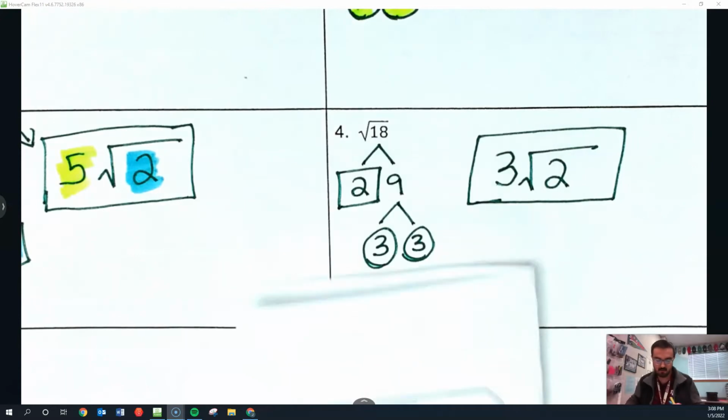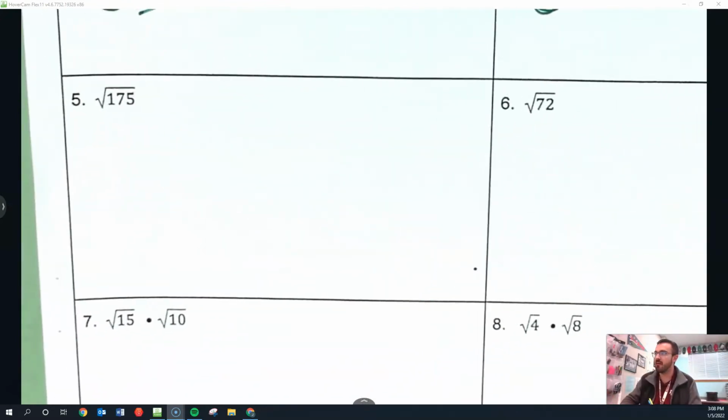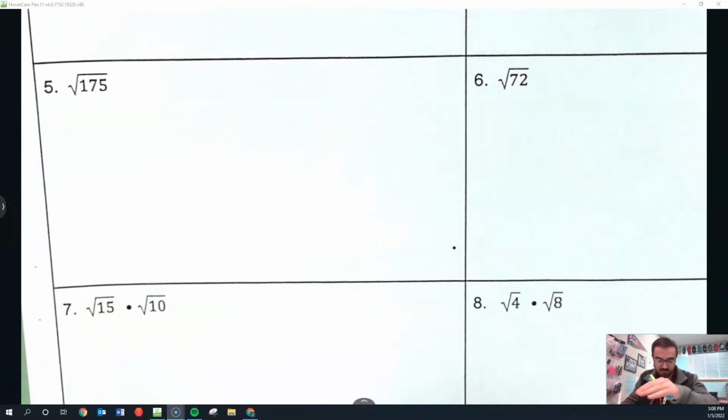Okay. Let's keep going just a little bit more. You don't have to listen to all of these. If you're already clicking, you can move on and skip maybe to number 7. But I'm going to show you how to do number 5 and 6 real quick.